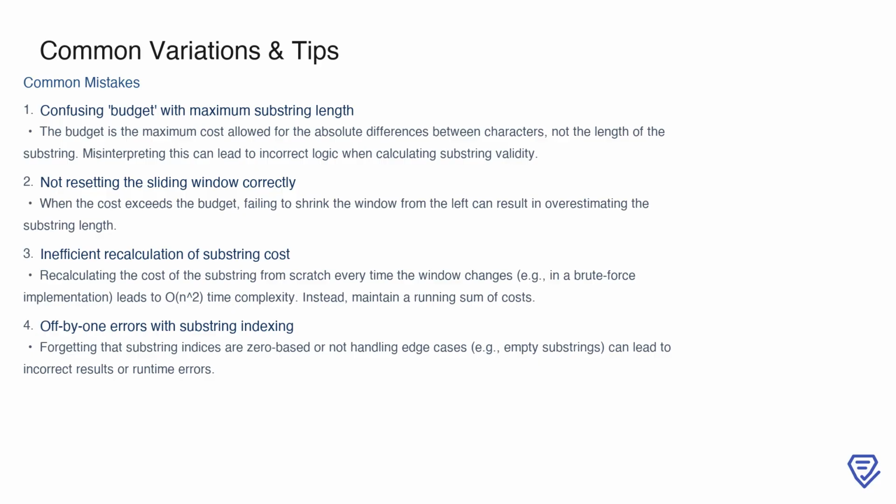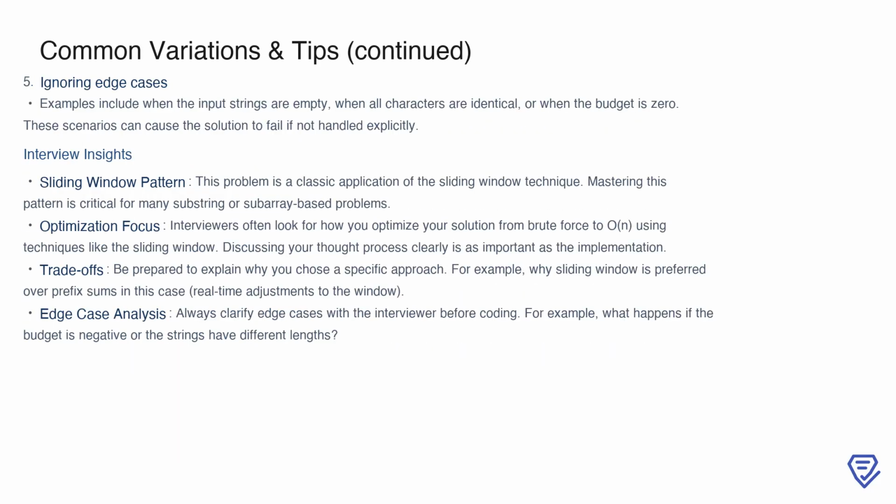Lastly, off-by-one errors can trip you up, especially with zero-based substring indexing. Failing to handle edge cases, like empty substrings, can lead to incorrect results or runtime errors. Always double-check your indexing logic to avoid these pitfalls. Now, another important point is to account for edge cases. For example, what happens if the input strings are empty, all characters are identical, or the budget is 0? Overlooking these scenarios can cause your solution to fail unexpectedly, so handling them explicitly is crucial.